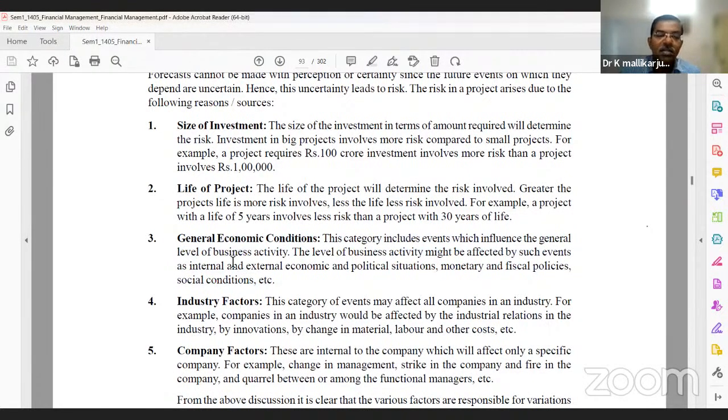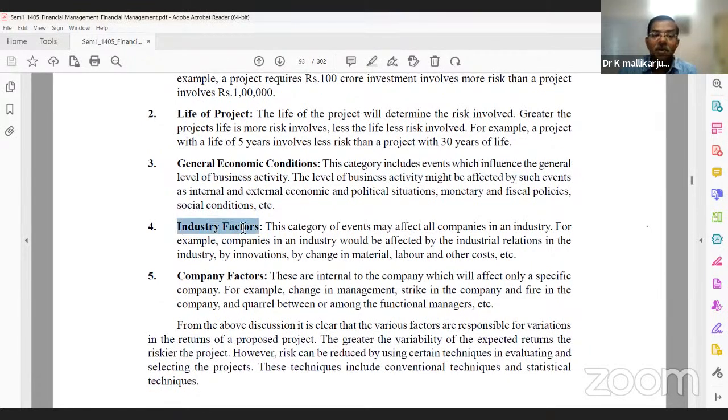So general economic condition, then industry factor. Some industries are performing well, some industries are not performing well, because of material not available, labor not available. Every industry has a life cycle. Like this is the life cycle: initial stage, growth stage, maturity stage, declining stage. Suppose the firm is there, there's no possibility of growth.